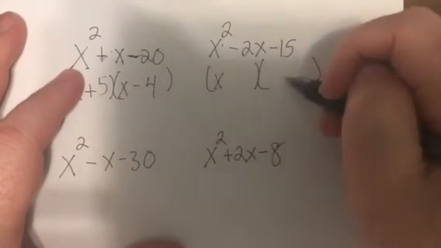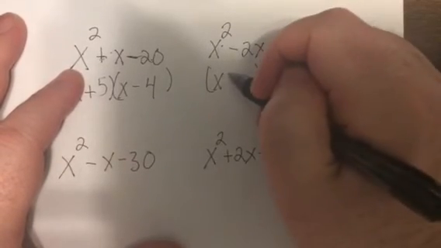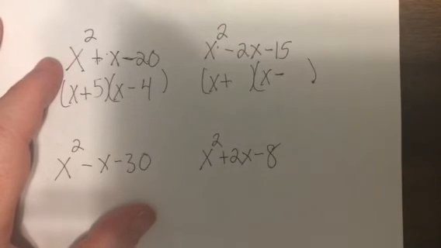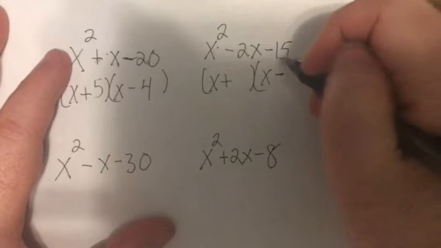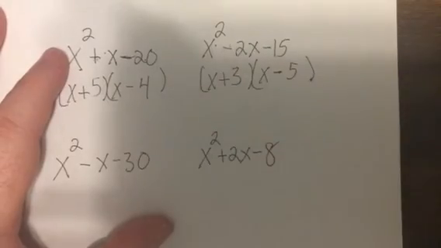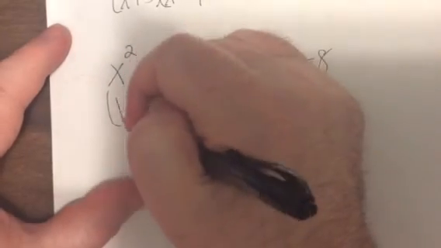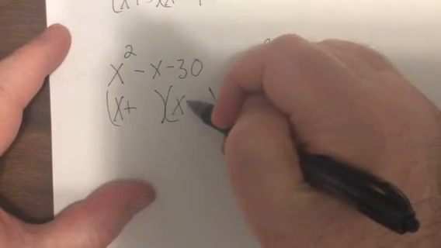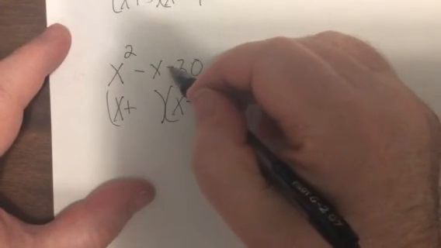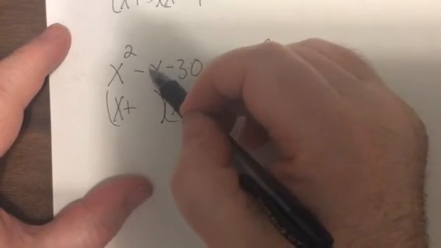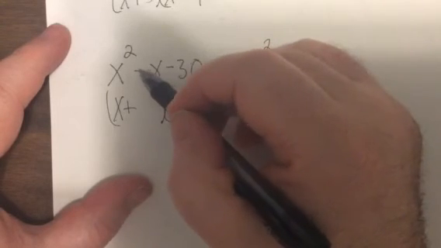So x squared is x and x. Last term's minus, so it's plus minus. And the factors of 15 that subtract to give you 2 would be 5 and 3, and the largest one has to go with this sign. So this is 5, this is 3. So this one, x squared is x and x. Minus would be plus minus or minus plus. And the factors of 30 that subtract to give you 1, how about 6 and 5? 6 times 5 is 30. 6 minus 5 is 1. And the largest one has to go with this side.